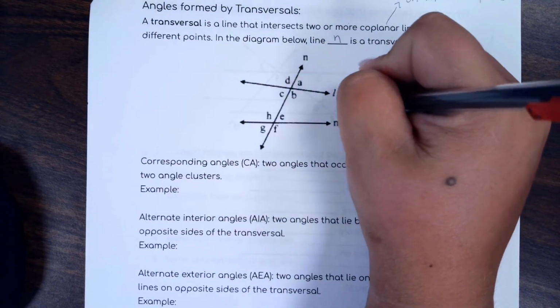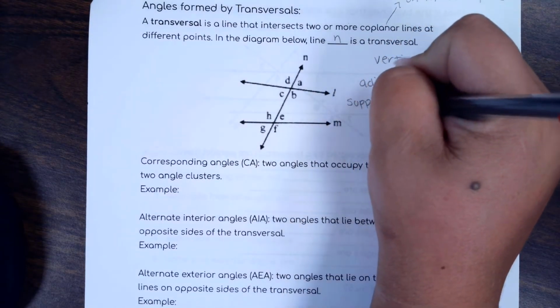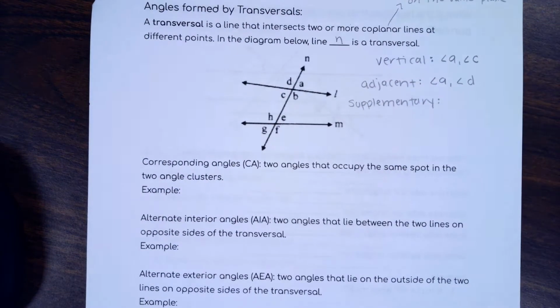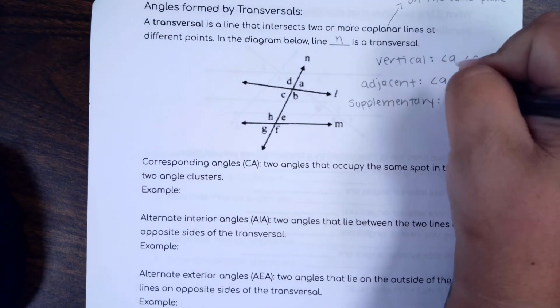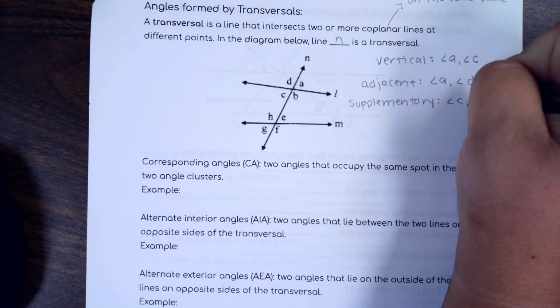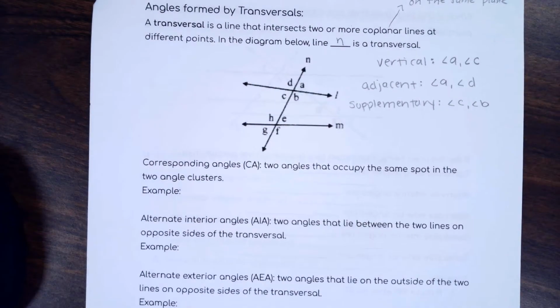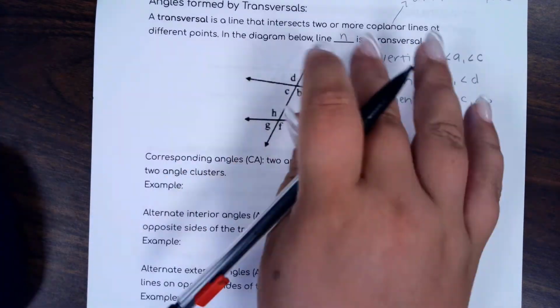And the last one that we've already talked about is supplementary. Remember, supplementary means they add to 180, so they would form a straight angle. So that would be angle C and angle B. That's again just one example. There's a few examples of each of these. So those are ones we already know.